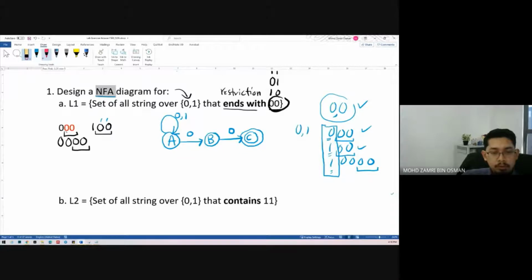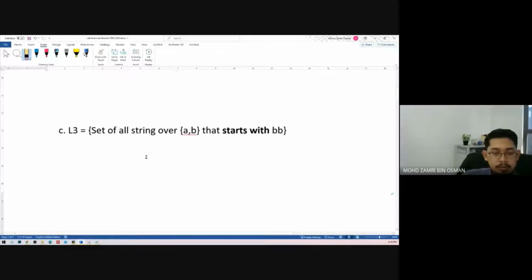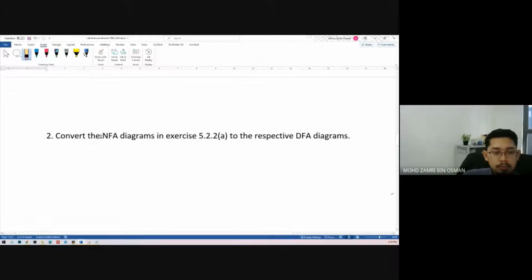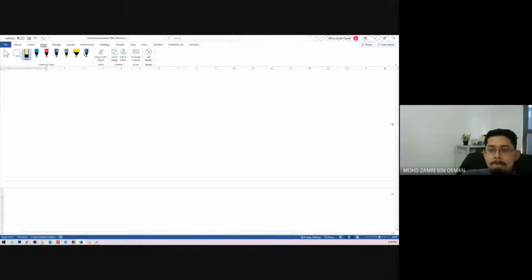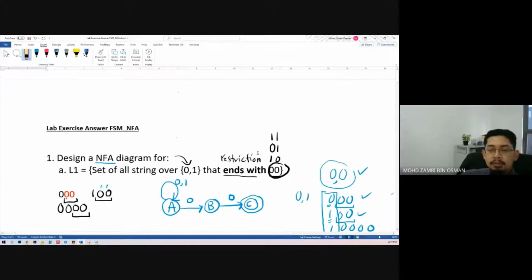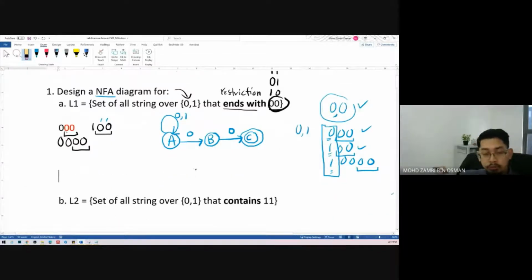Okay, so once we already have this diagram, there is another question, the continuity of question number one here, which is we need to convert the NFA diagram above into the respective DFA diagram. So what I mean is that the diagram of the NFA, we need to convert it into a DFA. Okay. Because of what? There are reasons here why we need to transform from NFA to DFA.